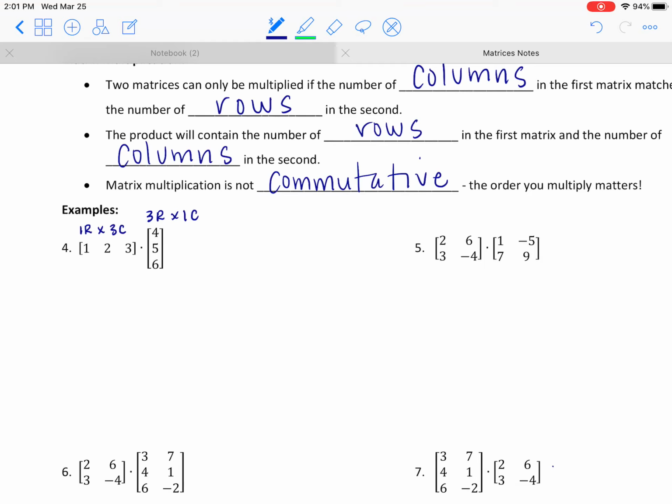Now, according to the rules of multiplication with matrices, the number of columns in the first has to match the number of rows in the second. So I need the number here of columns and the number here of rows. Those numbers have to be the same. So these numbers need to be equal. And if they are, then when we multiply, our product is going to contain the number of rows.